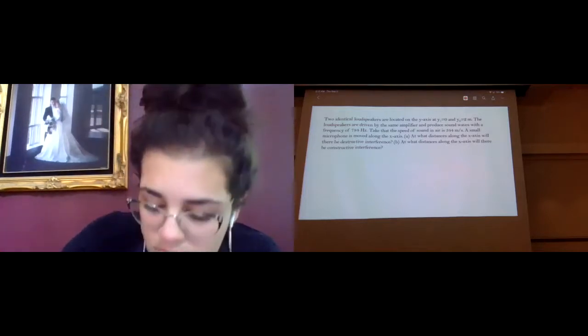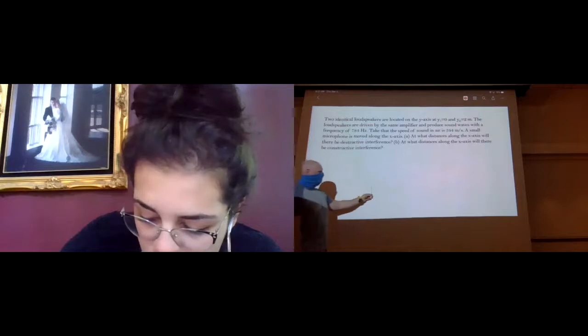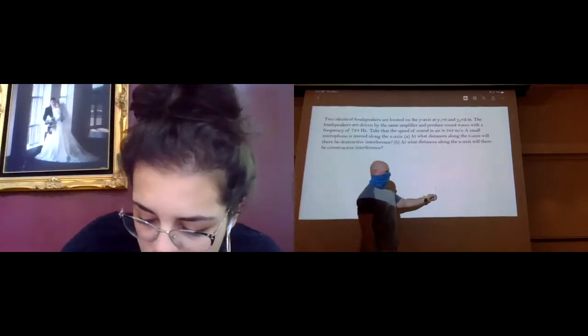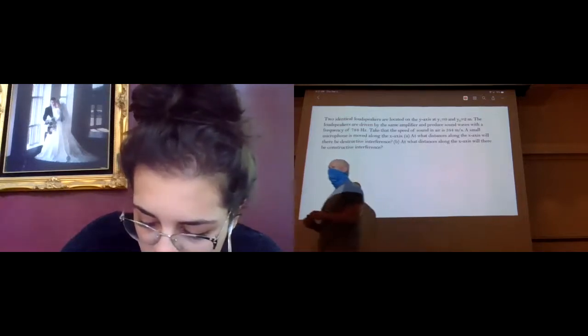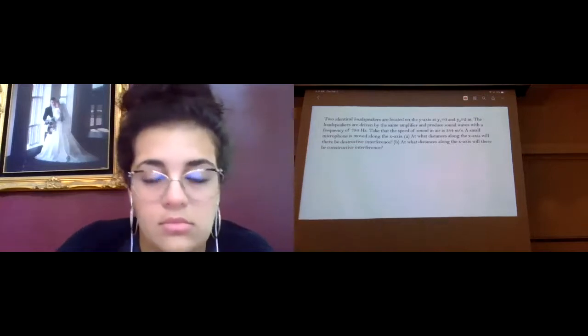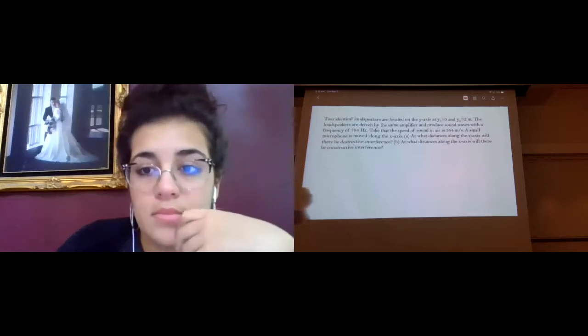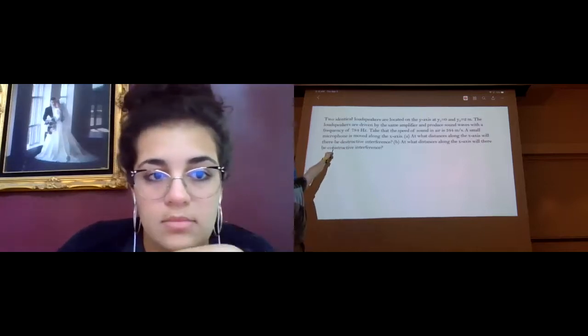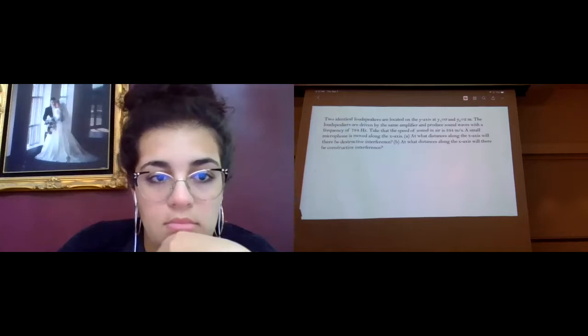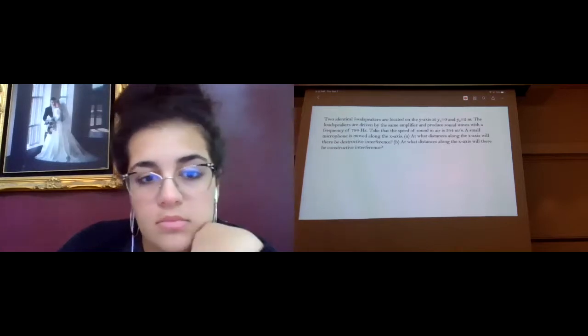So now what we're going to do is move a microphone along the x-axis, and look for the locations of constructive and destructive interference along the x-axis. So what we want to know then is at what locations will we have destructive interference and at what locations will we have constructive interference all along the x-axis.